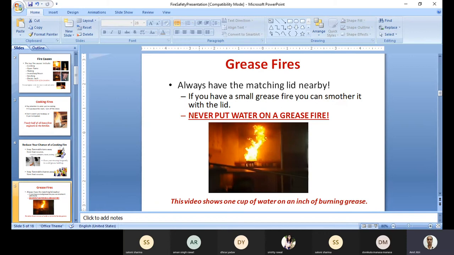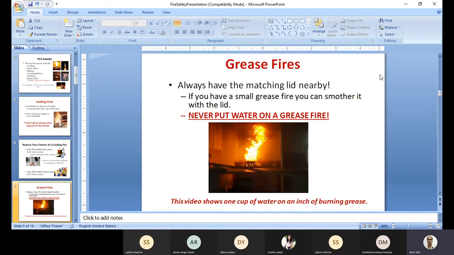Okay, so grease fires. Always there should be a matching lid nearby. It means we have to avoid the fire due to this grease. That is why we considered one of the points: always clean our stove so that the grease should not be there.